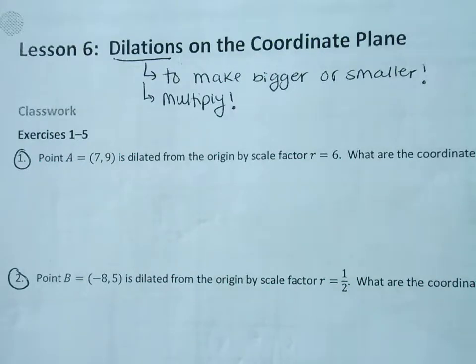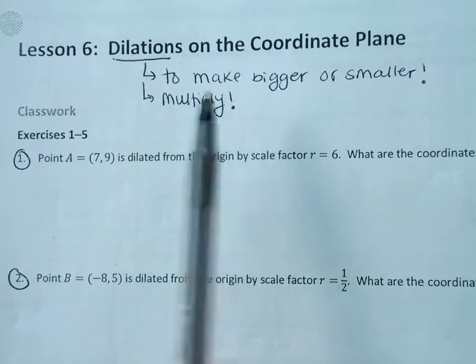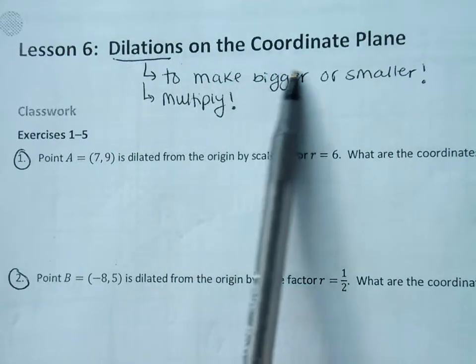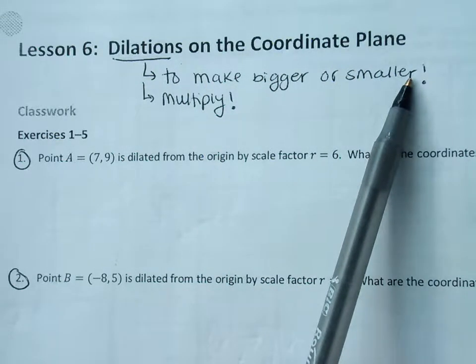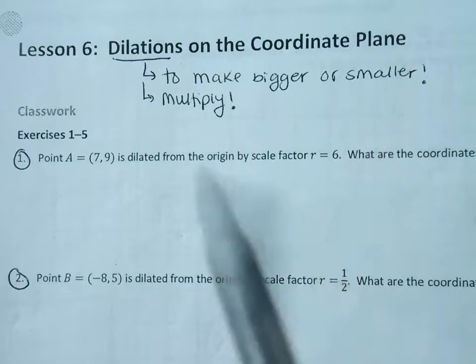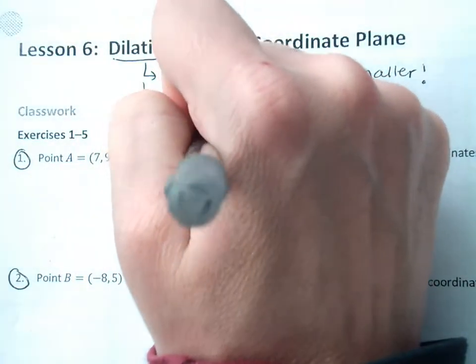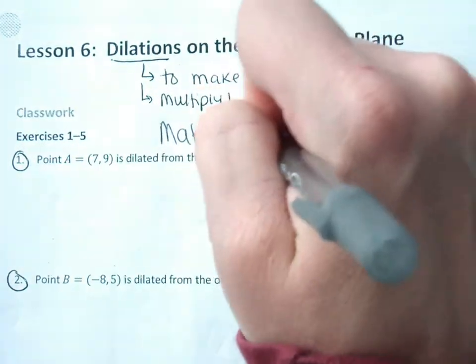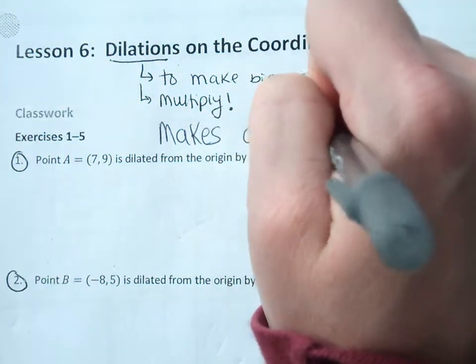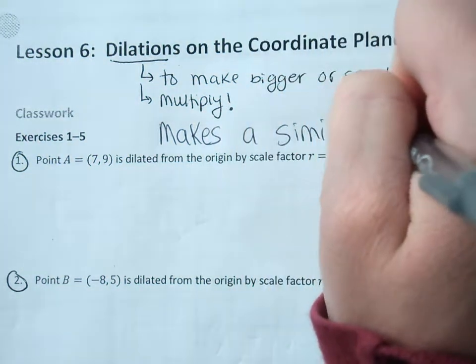Alright, we're going to talk about how to perform a dilation on the coordinate plane. Remember, a dilation is to make an image bigger or smaller. This is the only one that makes a similar image.